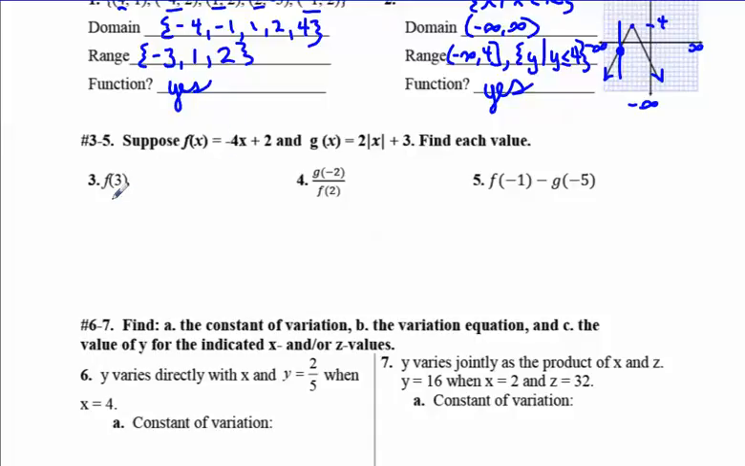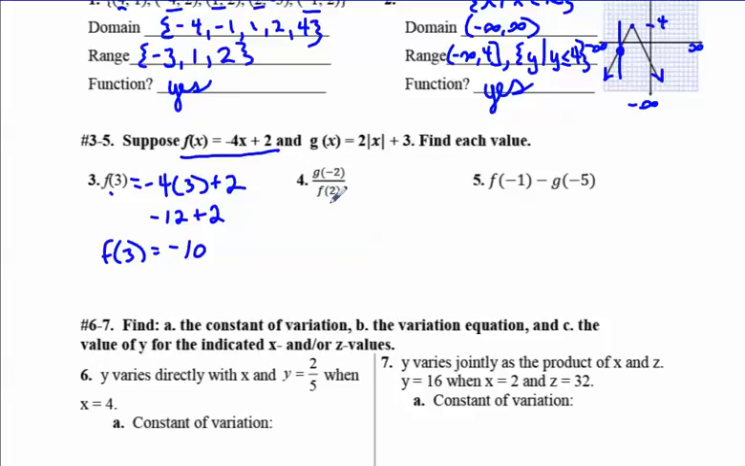Okay, in number 3, we need to find f of 3. And here's my function f. So what you want to do is substitute 3 for the x. -4 times 3 plus 2. -4 times 3 is -12. And -12 plus 2 is -10. So f of 3 equals -10.